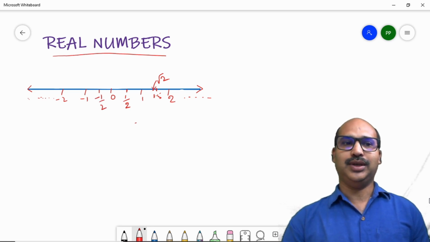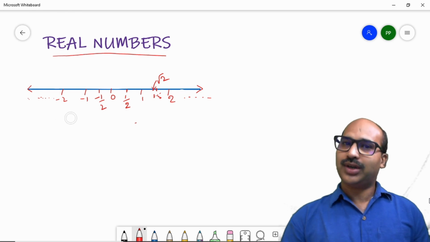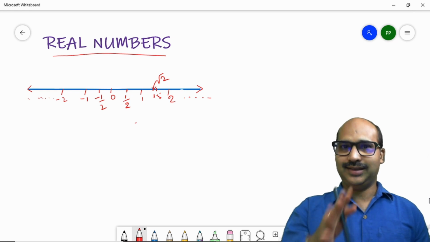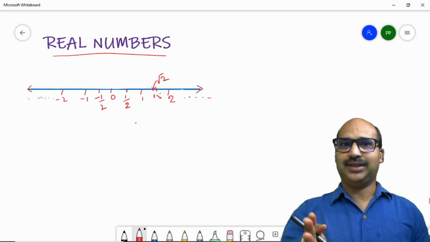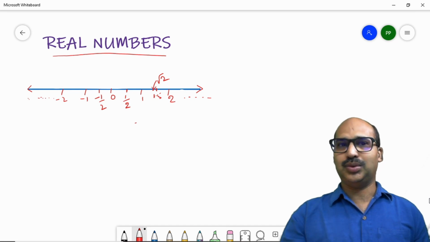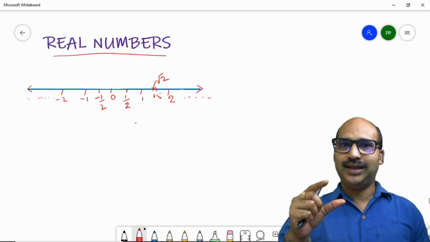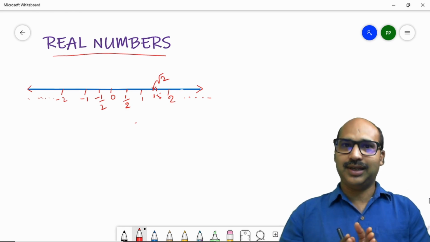Minus 1 by 2, minus 1, minus 2, and so on. All the numbers can be represented on this number line. So what are all the numbers that can be represented on the number line? They are called real numbers. So 0, 1 by 2, minus 1 by 2, root 2, and so on. These real numbers are really helping us in our real life.